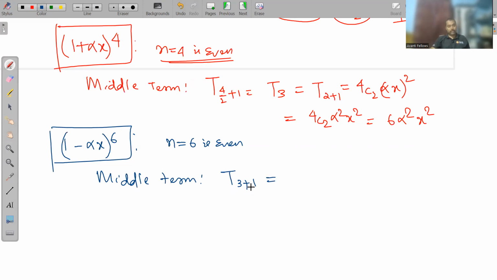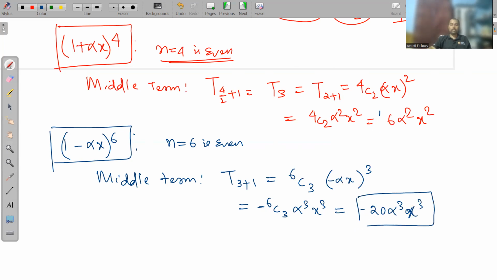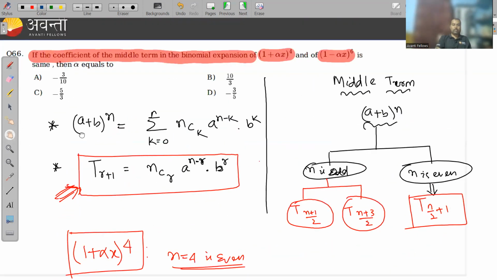So what is the middle term? n is 6, r is 3, 6c3 है ना, 6c3, 1 to the power जो भी ले लो वो 1 ही होगा, and minus of alpha x to the power 3. That is also we can write here 6c3 into minus alpha cube x cube, and 6c3 is 20, so minus 20 alpha cube x cube. Okay, so this is my middle term for the second expansion.